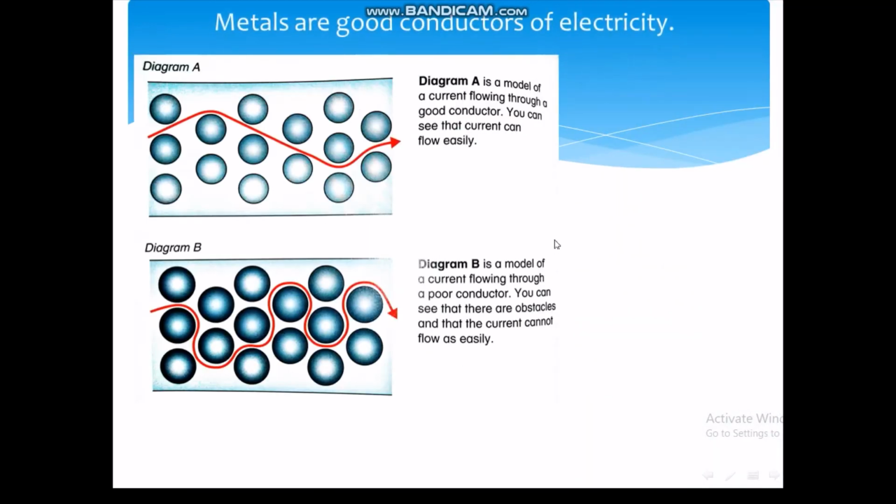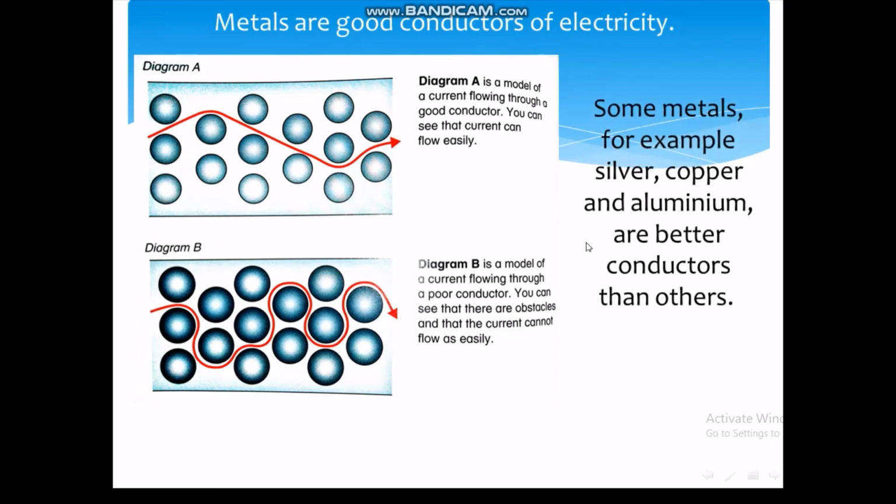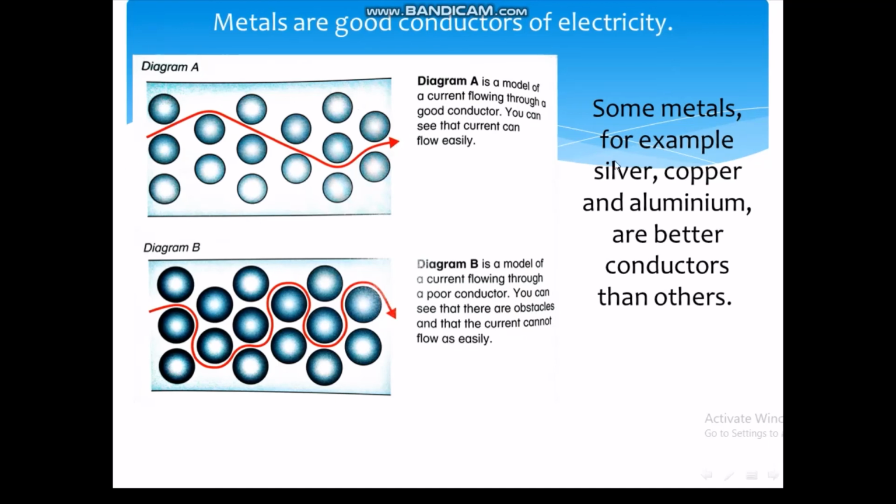Now, some metals are called good conductors of electricity. Examples: copper, silver, aluminium. And the reason why is because they allow the current to flow through them easily. While the others are called poor conductors, because as you can see, the electricity is not moving as easily as in the first picture of the good conductors, and the electricity is facing a lot of obstacles.